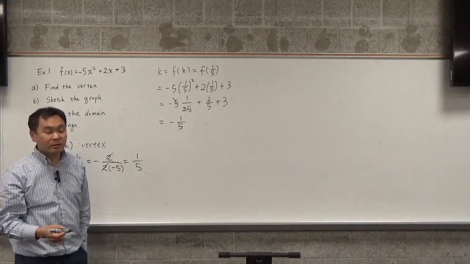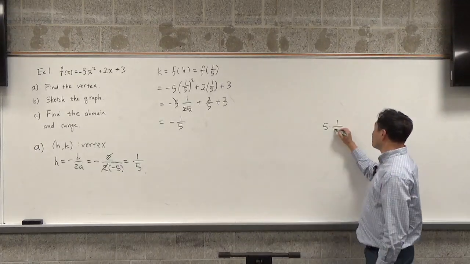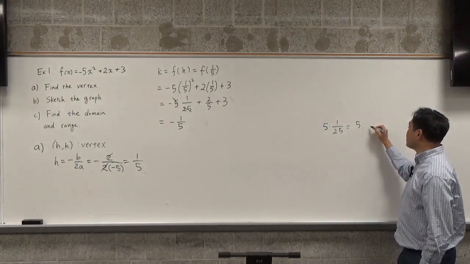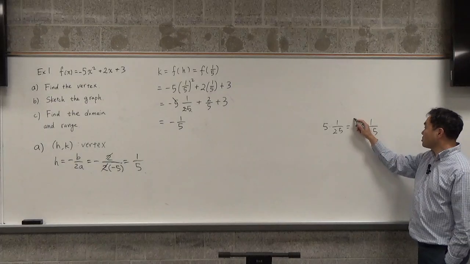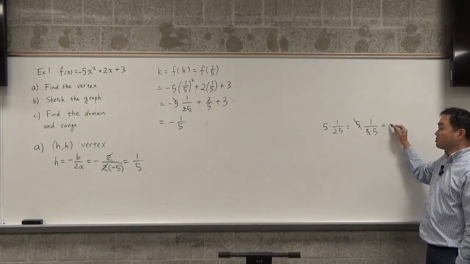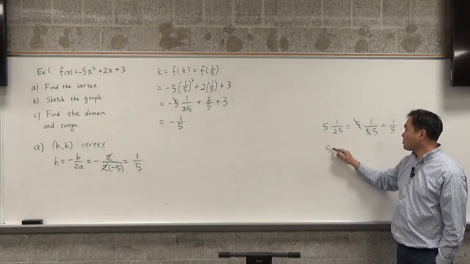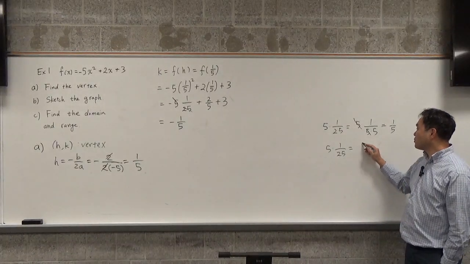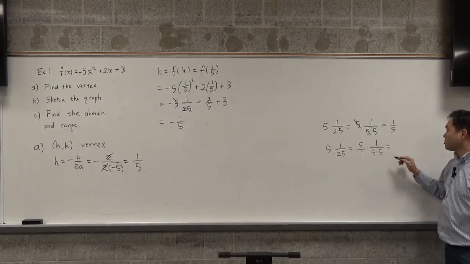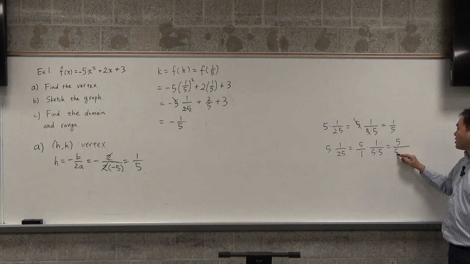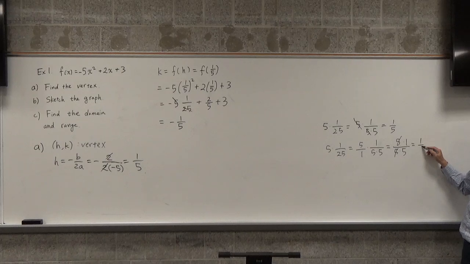Is that okay? Another way to see this is 5 times 1 over 25 is like 5 times 1 over 5 times 5. So one of these two cancels. That's why it's 1/5. Now, if this doesn't satisfy you, here's another way to do it. 5 times 1 over 25 is 5 over 1 times 1 over 5 times 5, which is 5 times 1 over 5 times 5. So these cancel and you get 1/5.